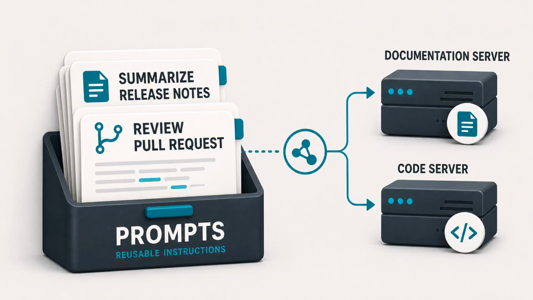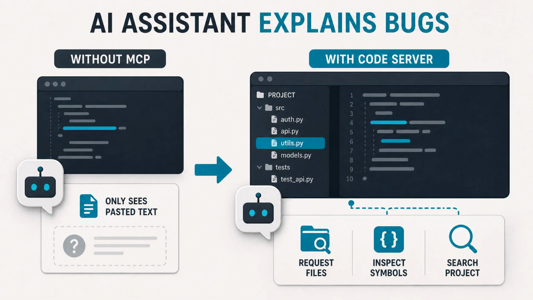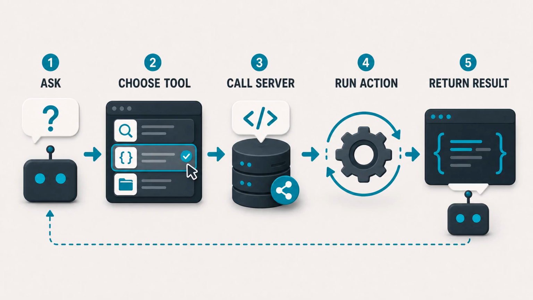Prompts in MCP are reusable instructions or workflows provided by the server. For example, a documentation server might offer a prompt for summarizing release notes. A code server might offer a prompt for reviewing a pull request. Imagine you ask an AI coding assistant to explain a bug. Without MCP, it may only see the text you paste. With a connected code server, it can request the relevant files, inspect symbols, and use a search tool inside the project. Here is the flow.